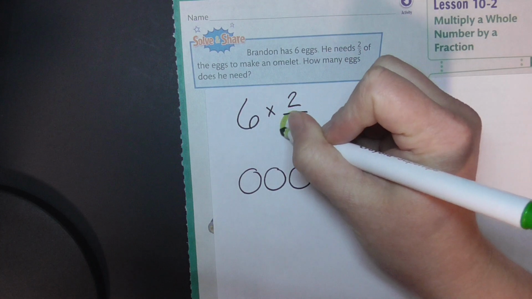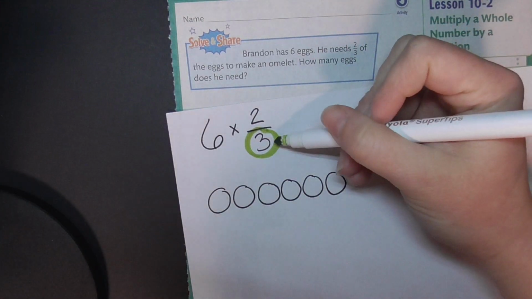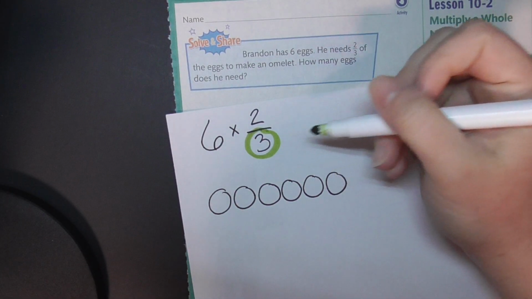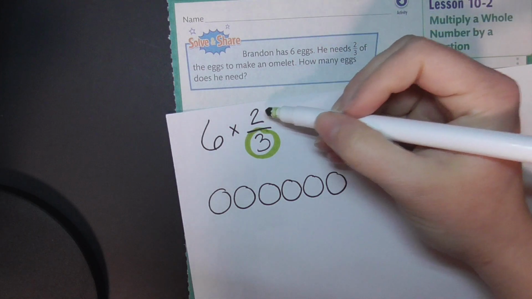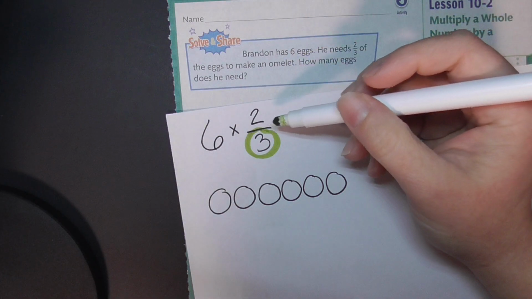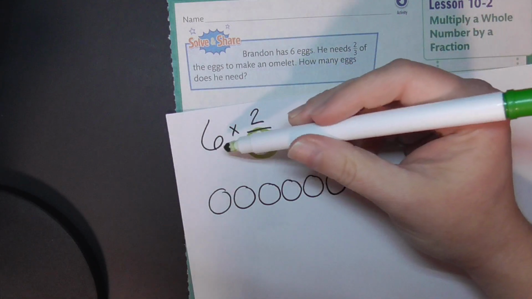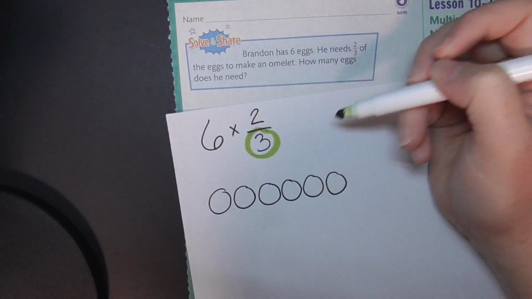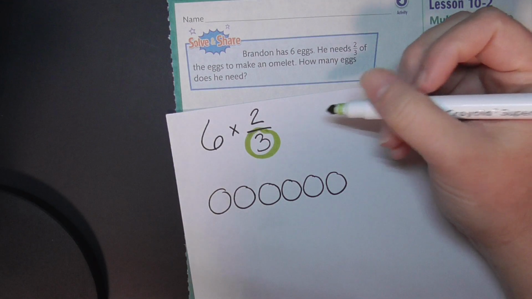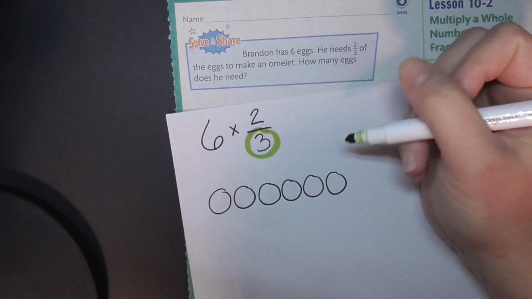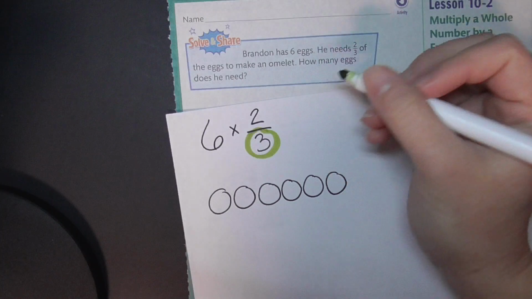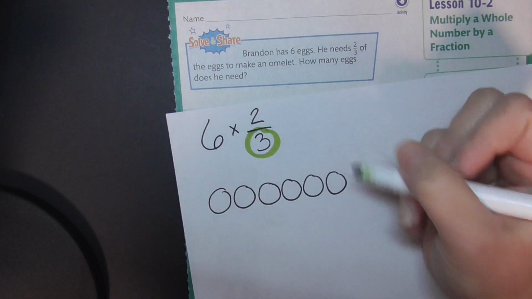If you look at the number on the bottom, remember that when we're talking about fractions, the number on the bottom, or the denominator, tells us how many equal parts we have, and the top number tells us how many of those parts are shaded in. So we're going to use that same idea to multiply this whole number by this fraction. The number on the bottom tells us how many groups or sections we need to separate this 6 into. And the number right here is 3. So we're going to need 3 equal groups.